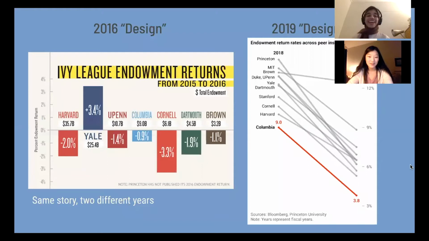Here we have two different graphics. One of them is from 2016 design. The other is from 2019, also then called design. Both of them show endowment returns, and you'll probably notice some changes design-wise over the years. Content-wise, though, they're the same. They're both endowment charts. It goes to show that over the years, our graphics have definitely become a lot more professional, mimicking the sort of industry graphics you'd see from places like the New York Times, from Bloomberg, from Washington Post.